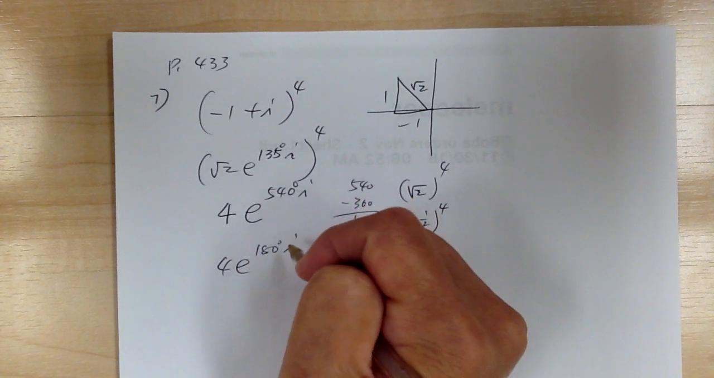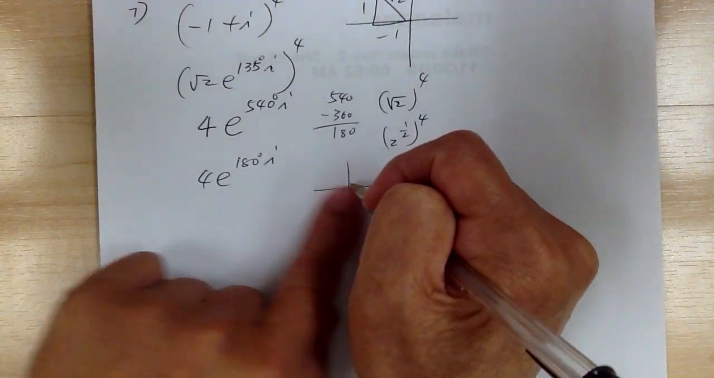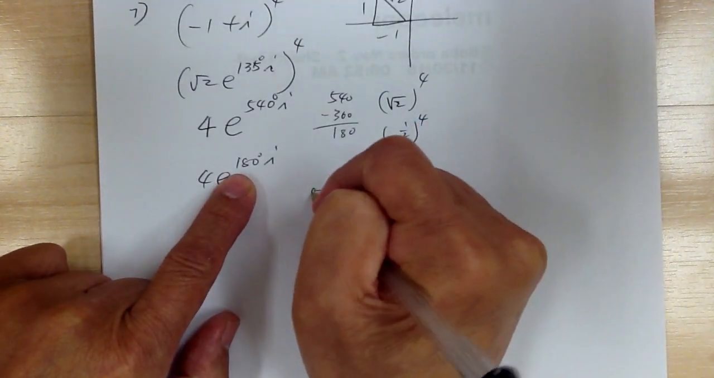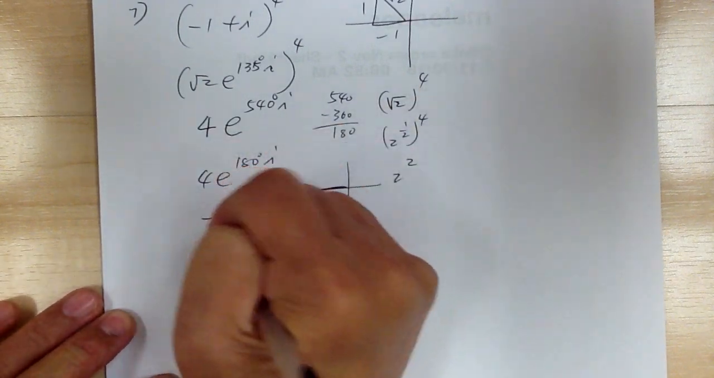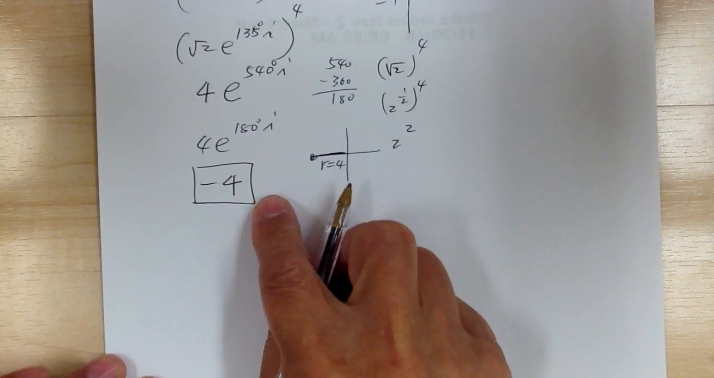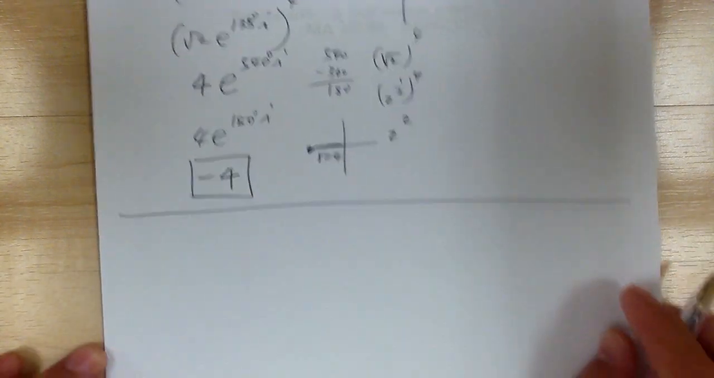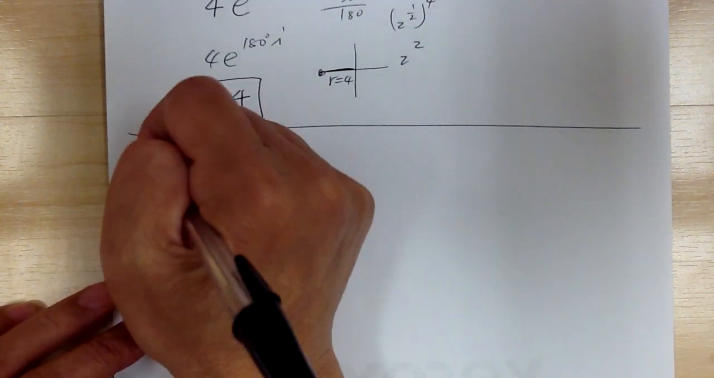And this one, they want you to write the answer in rectangular form. So 180 degrees and R equal to 4. From here you can see that this is going to equal negative 4 in rectangular form. So it's negative 4 plus 0i. Again, you have to know how to convert back and forth between rectangular and polar form.